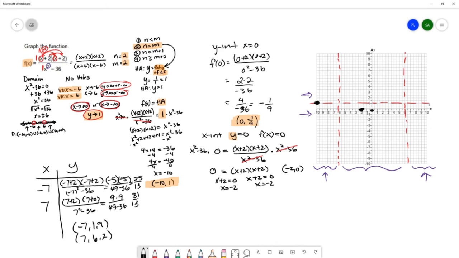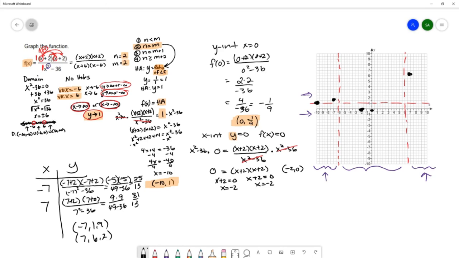So these 2 points are going to help me draw the graph. So we're going to add them to our picture. We have -7 and 1.9, which is about right here, and 7 and 6.2 would be about right here. So now that I have those extra points, I feel comfortable drawing the lines.